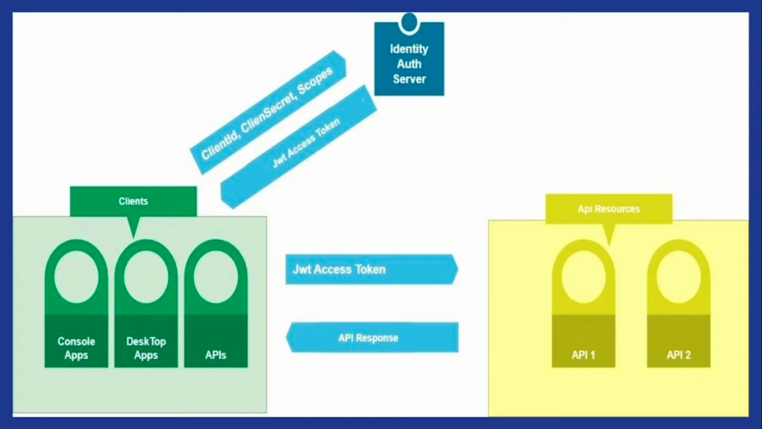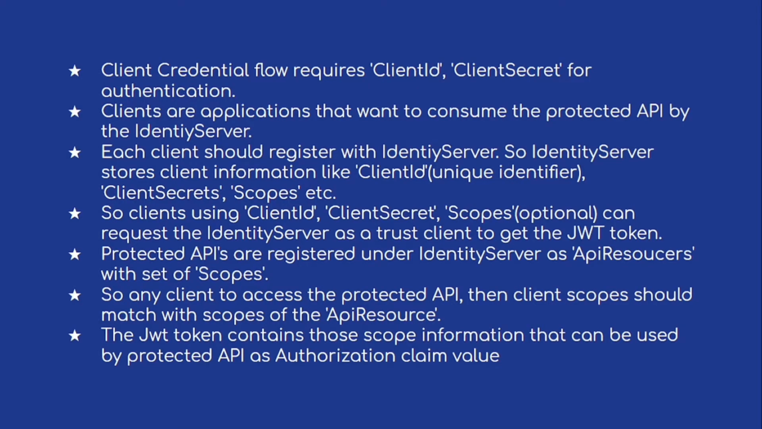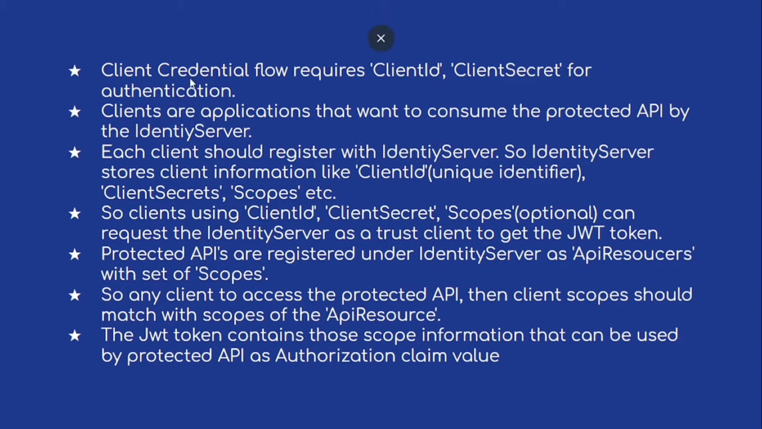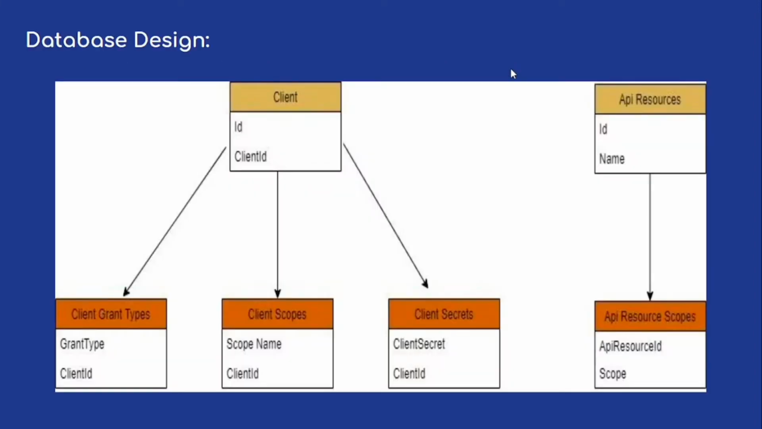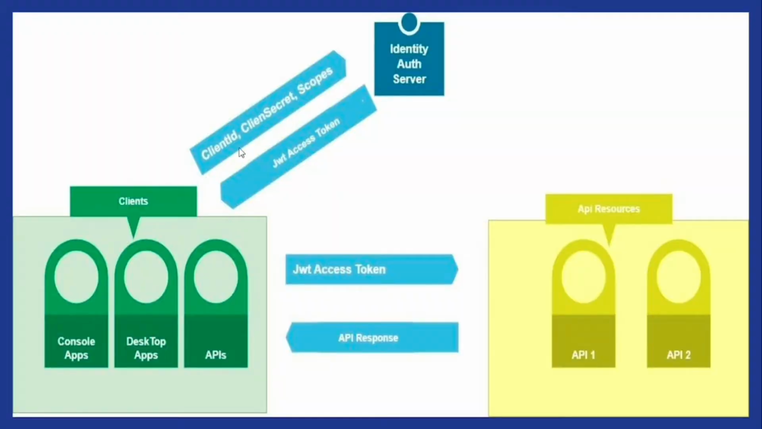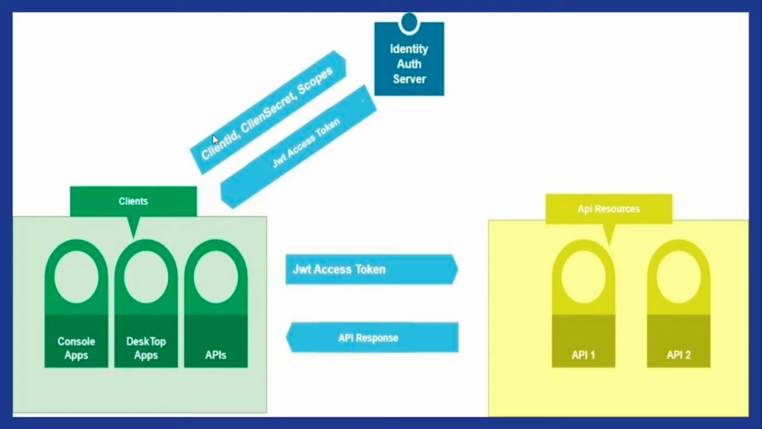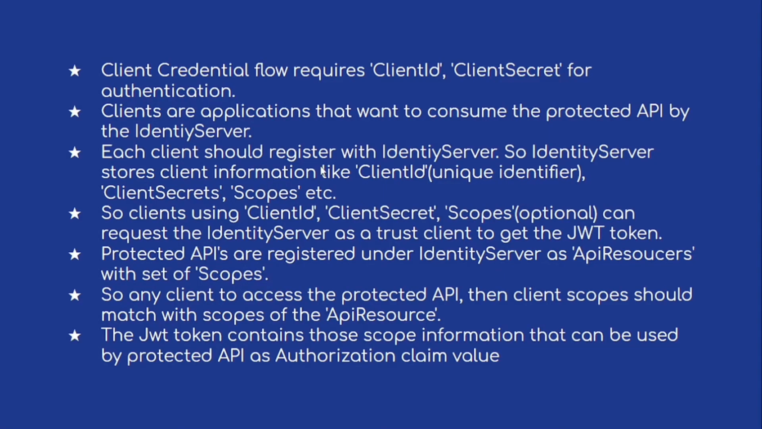So let's take the steps for this flow. Let's read them. The client credential flow requires a client ID and client secret for authentication. Clients are applications that want to consume the APIs protected by the identity server. So these are all the protected APIs, and the client wants to consume them. Each client should be registered with the identity server.